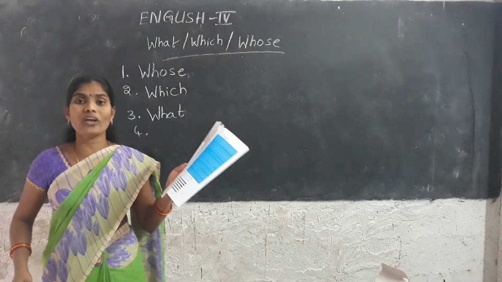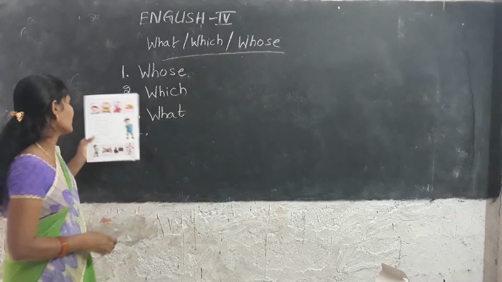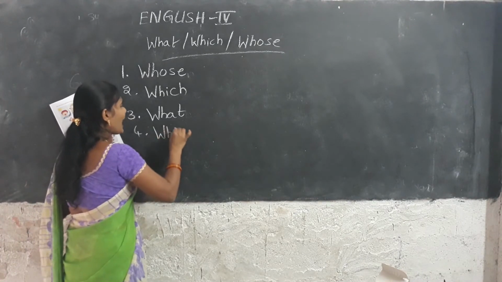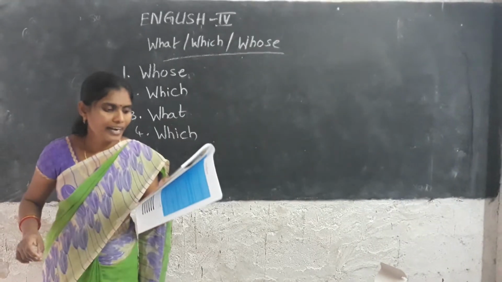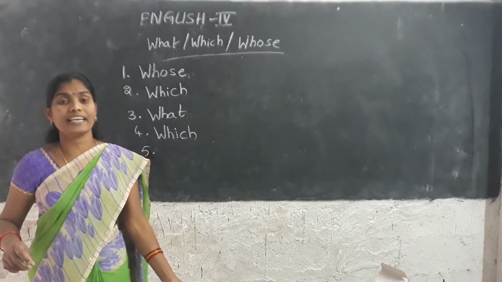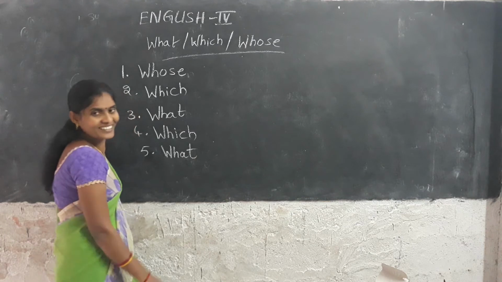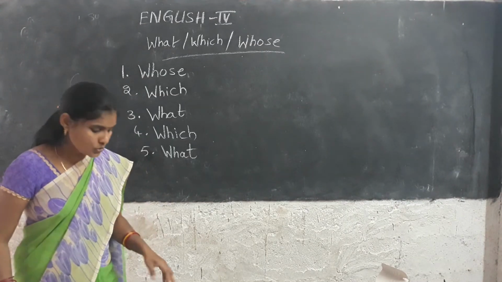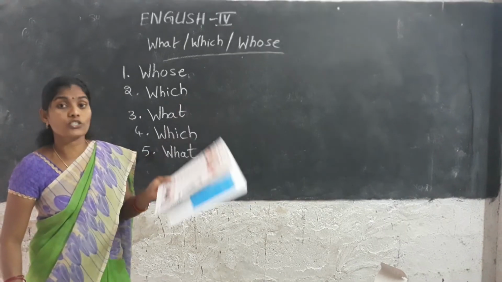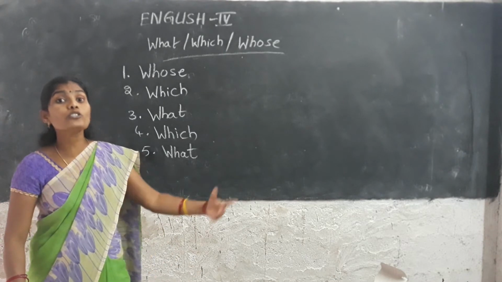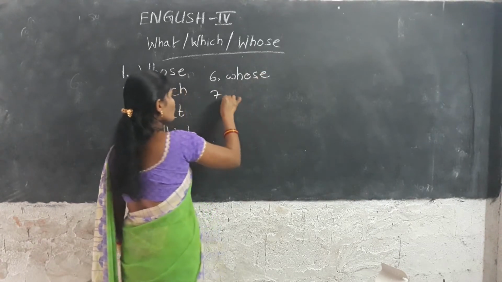Next, dash fruit do you like? Which fruit? Write down. Which fruit do you like? Dash day is today. What day is today? Today is a Friday. Next, do you know dash bike that is? Do you know whose bike? Whose bike is this?